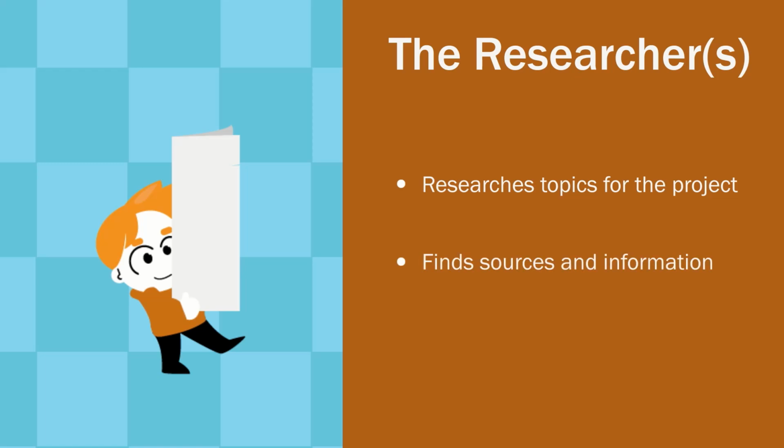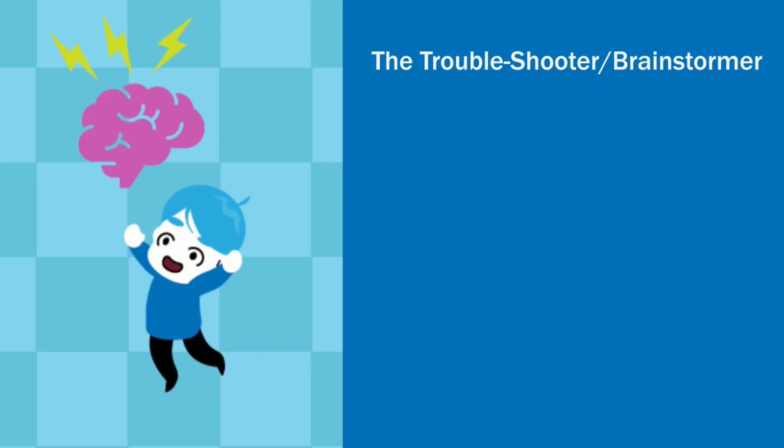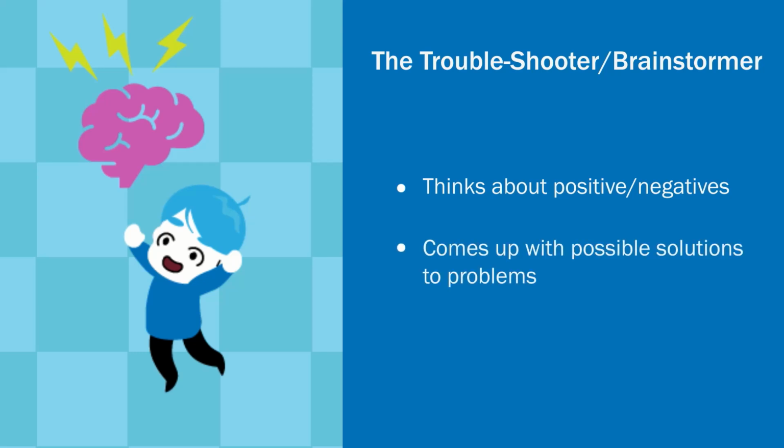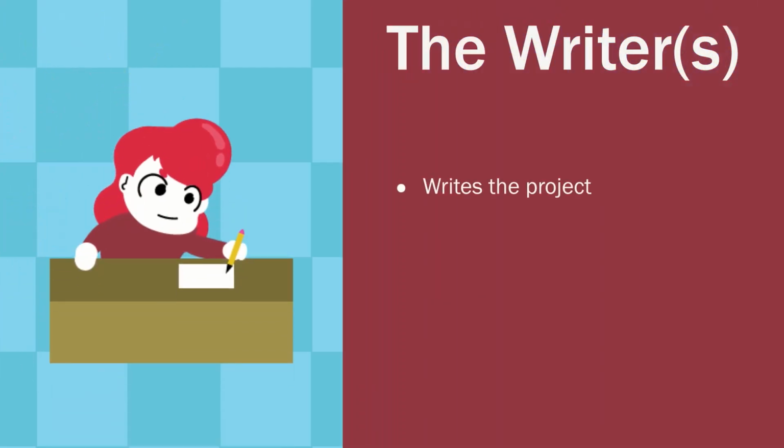The troubleshooter or brainstormer. This person thinks about the positives or negatives of an idea presented by the group and comes up with possible solutions to the problems. They try to make sure the project is meeting the assignment expectations that were given by the professor. The writers. These people write the project report or presentation. They have to make sure that they get their job done on time so that the editor has time to go over everything. The editor.